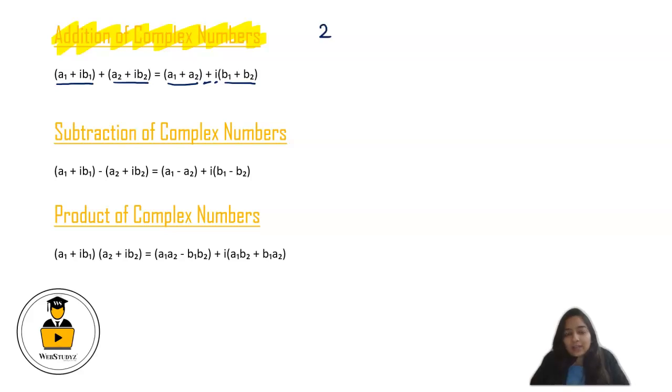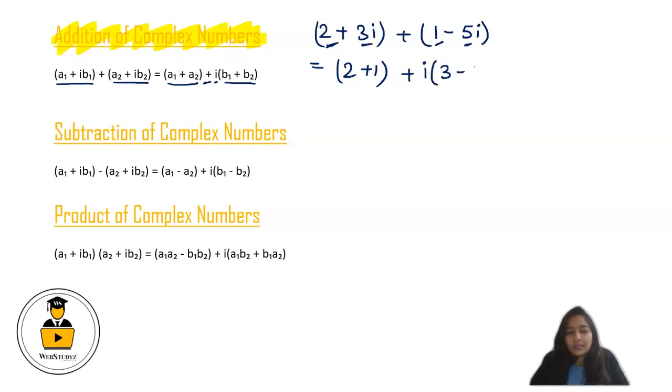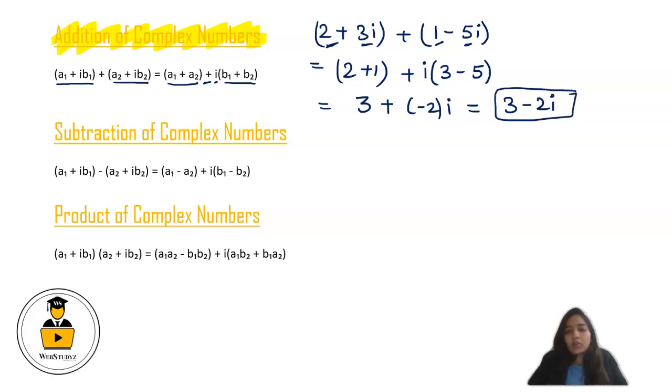For example, if we have 2 plus 3 iota and we add 1 minus 5 iota, how can we add it? First of all, we will add the real values, that is 2 and 1. So 2 plus 1, plus iota times the imaginary values, that is 3 and minus 5. So this is equal to 2 plus 1, 3, plus 3 minus 5 is minus 2 iota. This is equal to 3 minus 2 iota. So this is all about the addition of complex numbers.